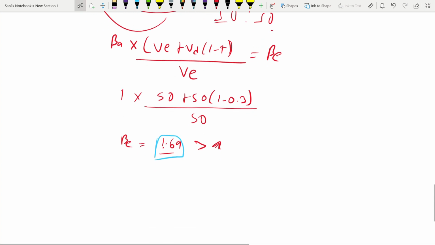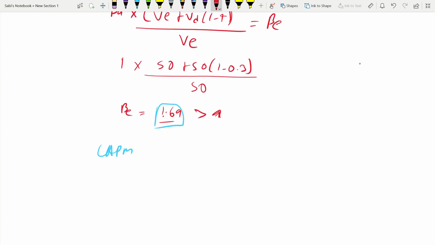So the third step, CAPM, okay, red color. Risk-free rate is given to you. Okay, I will write the formula. KE equals risk-free rate plus beta into (RM minus RF). Okay, in this case, risk-free rate is 3% plus beta. Just now you have got 1.69. This 1.69 you have to use here.